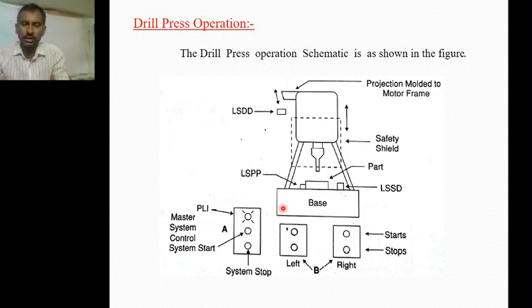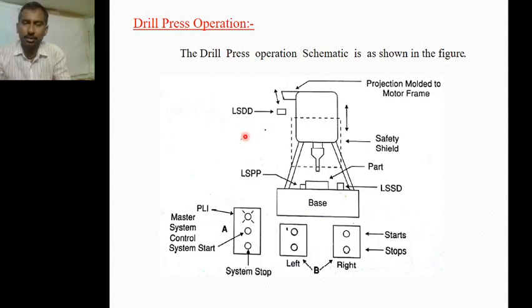So in this, what is the operation? Here we have 3 start buttons: this one is the system start button, this one is the right start button, and this one is the left start button. And similarly 3 stop buttons: system stop button, right stop button, and left stop button. And next, 3 sensors. What are those 3 sensors? Limit switch part in place, limit switch shield down, and limit switch drill down.